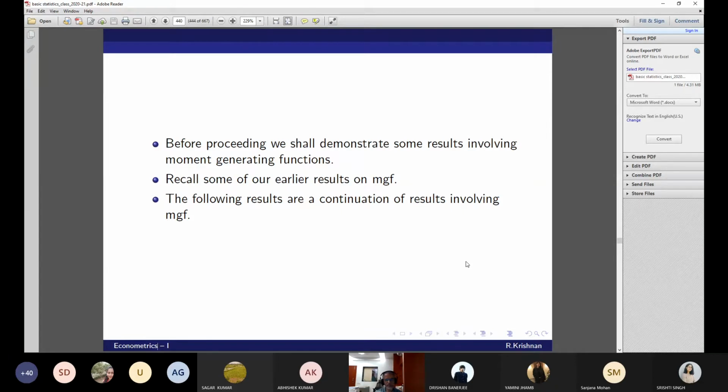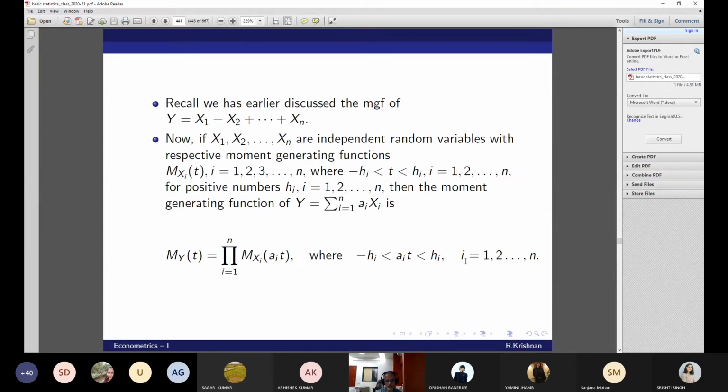Recall some of our earlier results on MGF. The following results are a continuation of results involving MGF. Go through it. This is very important. Remember, that's what we discussed in the stock prices also. The stock price A was 1, if I remember right.